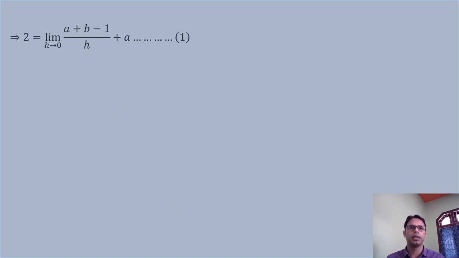Next line, so the left hand side limit is 2, and the right hand side can be separated by separating this division. h by h is simply a, and this term will remain separate. I mean, the constant term is separated from the variable term. But you see, the left hand limit is a finite value 2, but at the right hand side, this a is already valid, but this limit is not valid because this h cannot be cancelled in any case here.